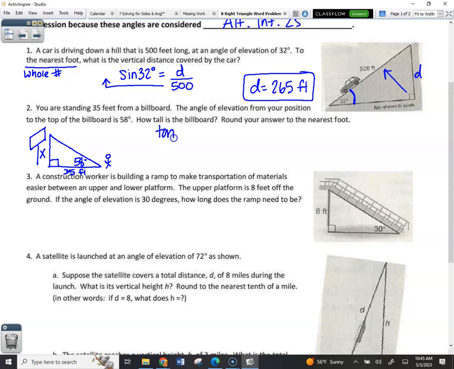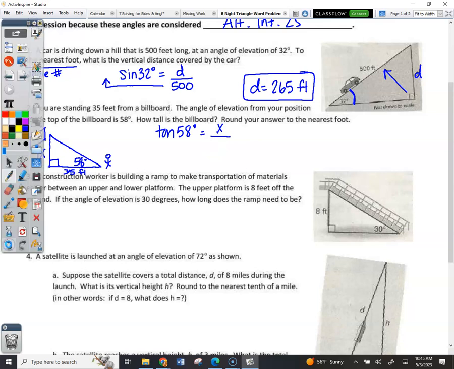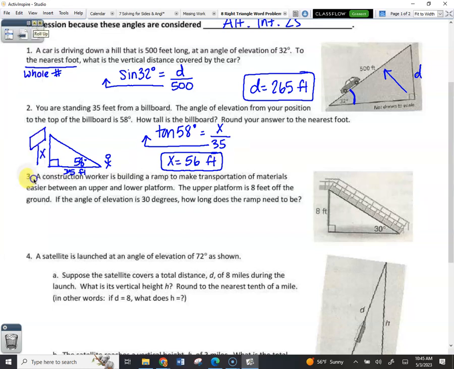So tan of the angle equals a fraction. Opposite is x. Adjacent is 35. And again, this is another short and sweet one. I went to the nearest foot because it says to, so the nearest whole number. Did you get it? All right, number 3 is part of your homework.